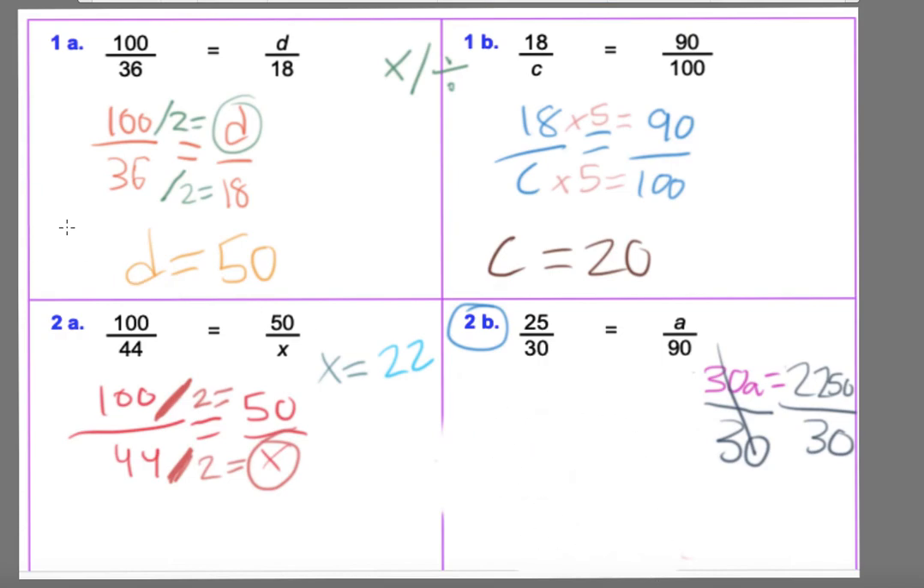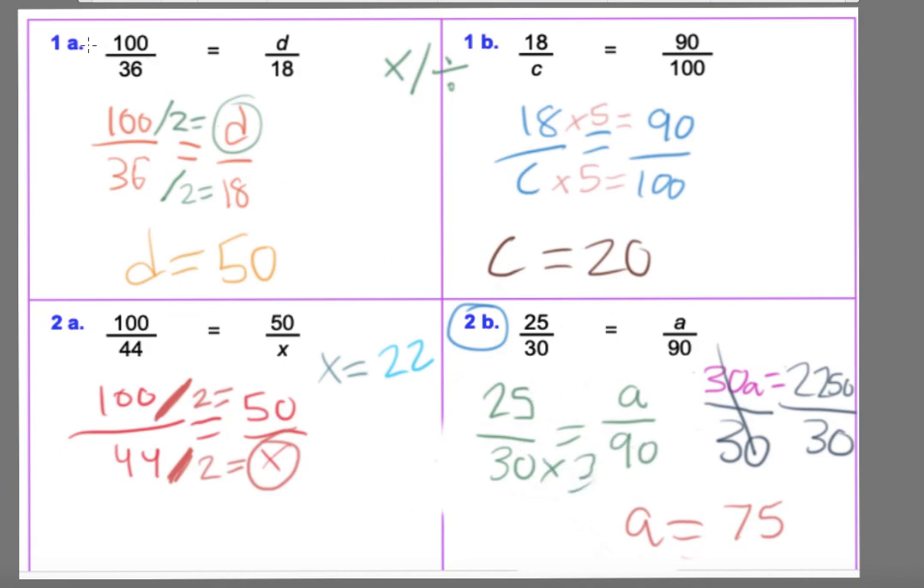So A is going to be equal to 75, but a way we can check that, you can use the same way that we used for the other problems, like this one. My drawing skills are terrible today. 25 over 30 is equal to A over 90. So we can check this by the same method. 30 times 3 is equal to 90. 25 times 3 is equal to A. A is 75, because 25 times 3 is 75.